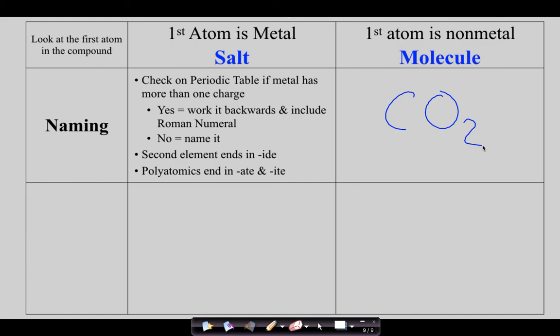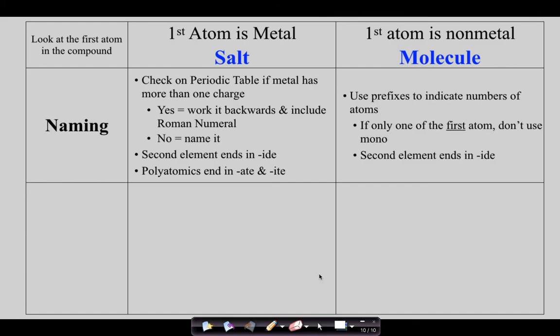But remember the little tricks. We're going to use prefixes to indicate the number of atoms. Again, if there's only one of the first atom, don't use mono, and the second element adds an IDE. This is becoming valuable, right?